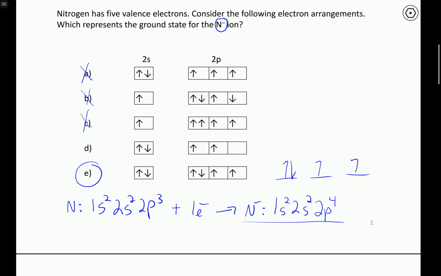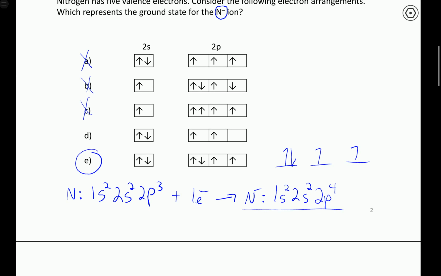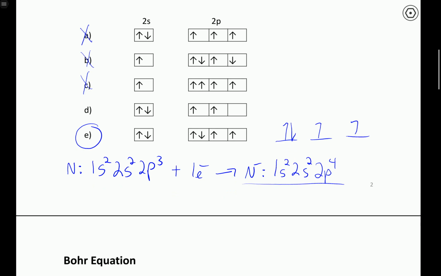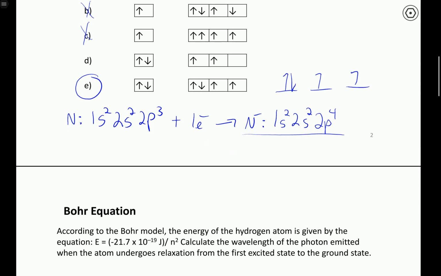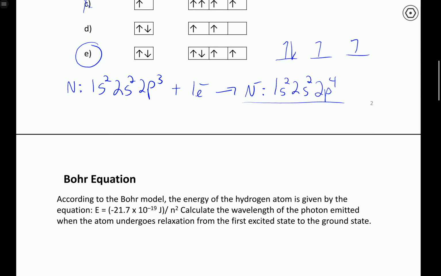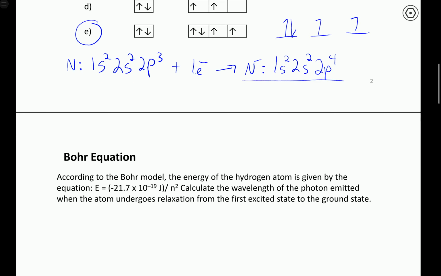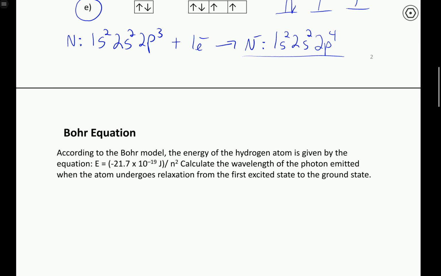Alright, we'll talk more about ions next time, but it's really just a very minor extension of how we do configurations for atoms. Positive ions are a little bit more challenging, but negative ions, we just keep adding electrons in the same order that we would add them anyway.